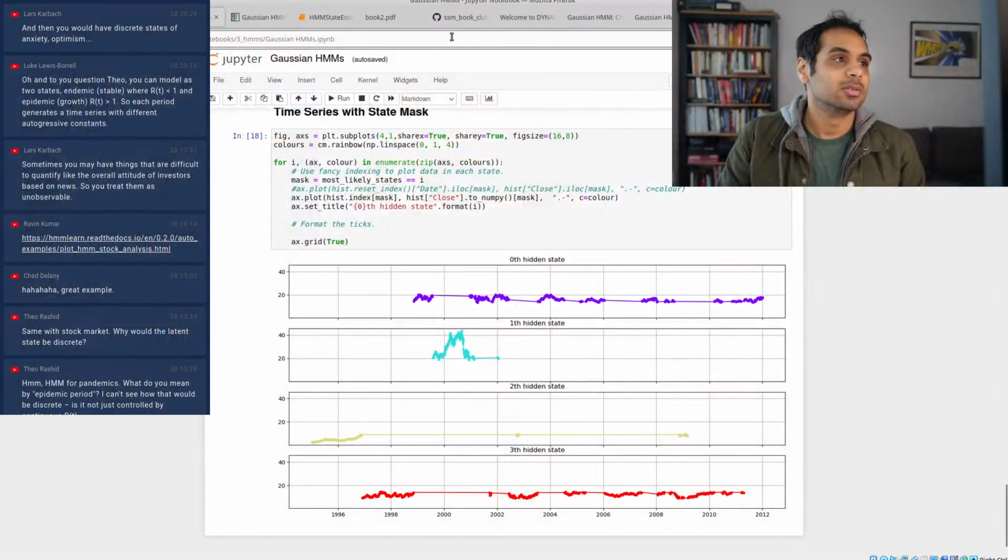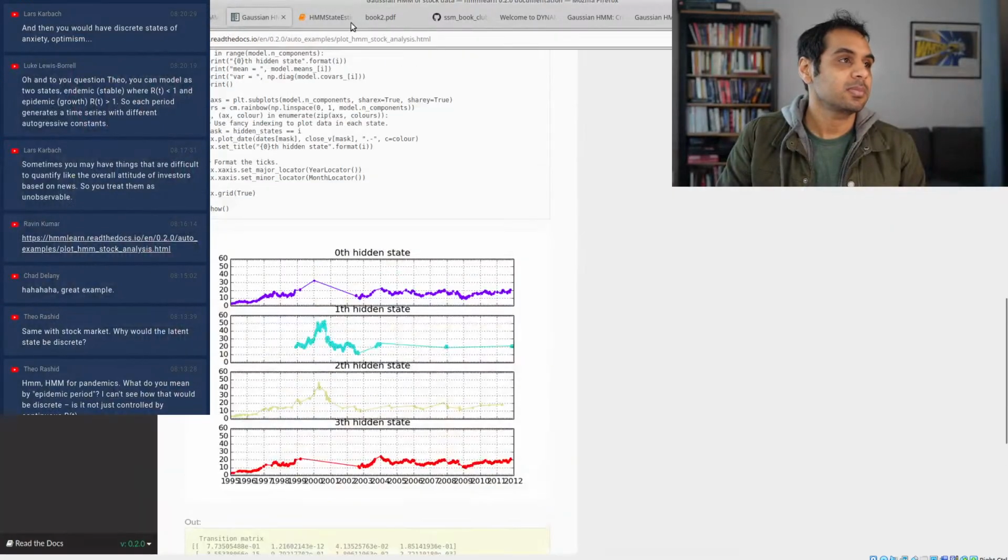So this is a good example where you can, in my case, stack models. You use a state estimation model to get basically this plot.